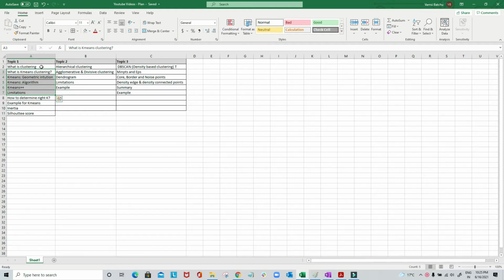Once we have identified the clusters, how do we evaluate the right number of clusters, and what are the metrics used for evaluating K-means clustering, or rather, what are the metrics used to evaluate whether the clustering is good enough? So let's get into the details.